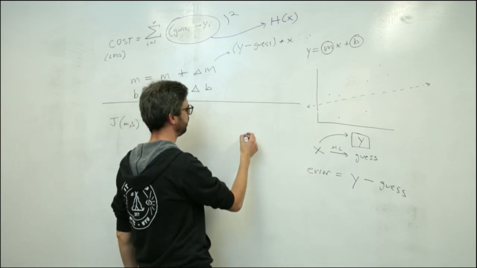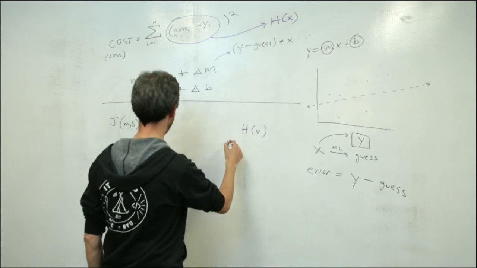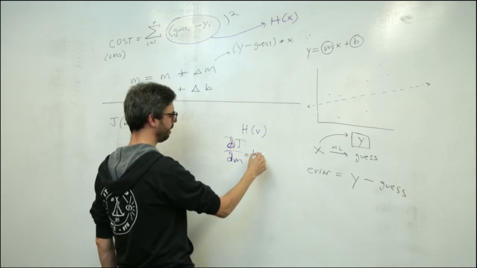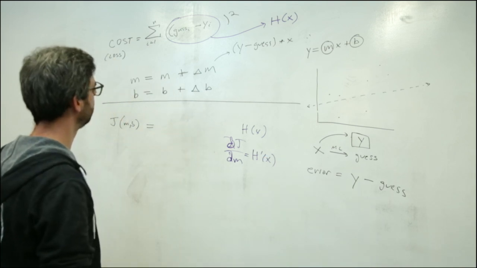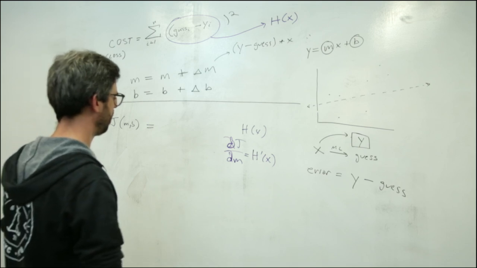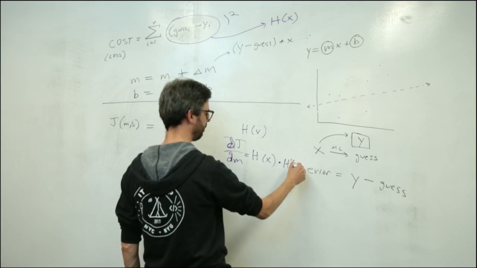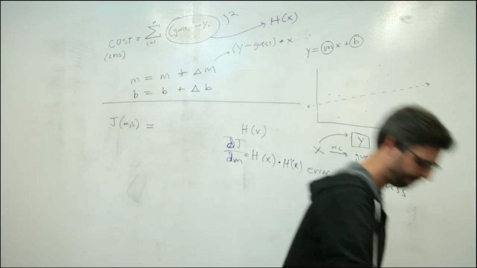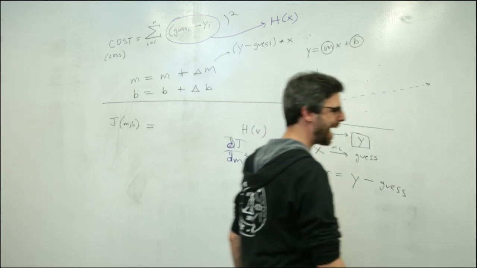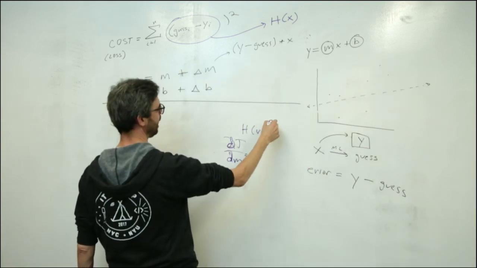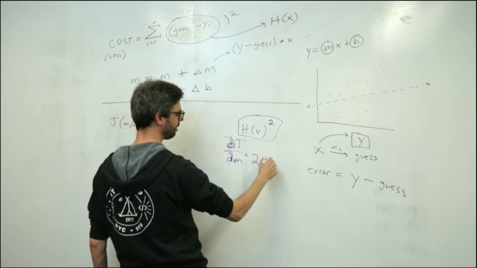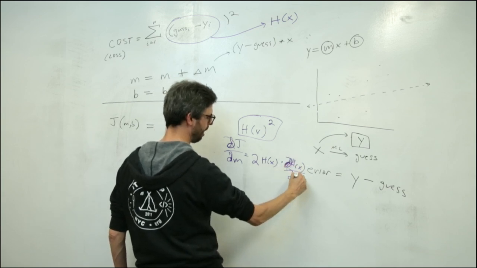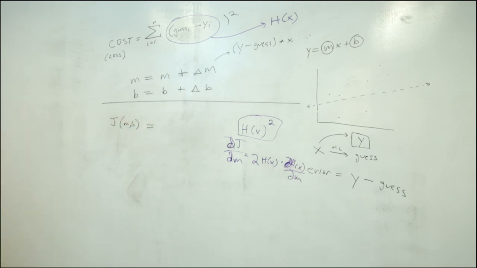Because what I want to do is, if this is equal to h of x, then dJ according to m is going to be the derivative of h of x squared, which is h of x times the derivative of h of x, right? Because then I'm going to get 2, right? Of course, using the chain rule. But is the x misleading in here? Using the chain rule, if this is h of x squared, then I'm going to say 2 times that same function times its derivative, dh relative to m. But does the x make sense there? Or is that confusing?